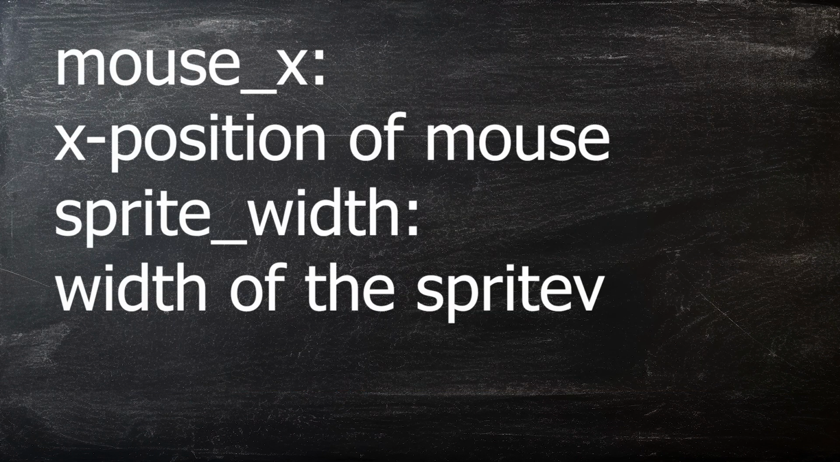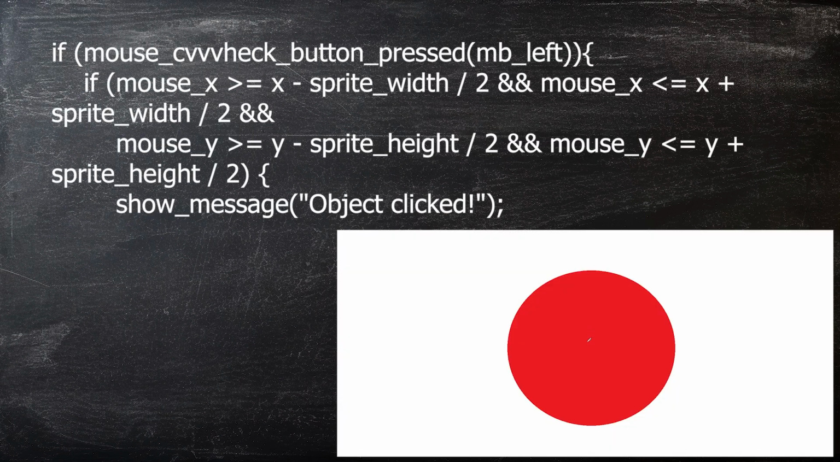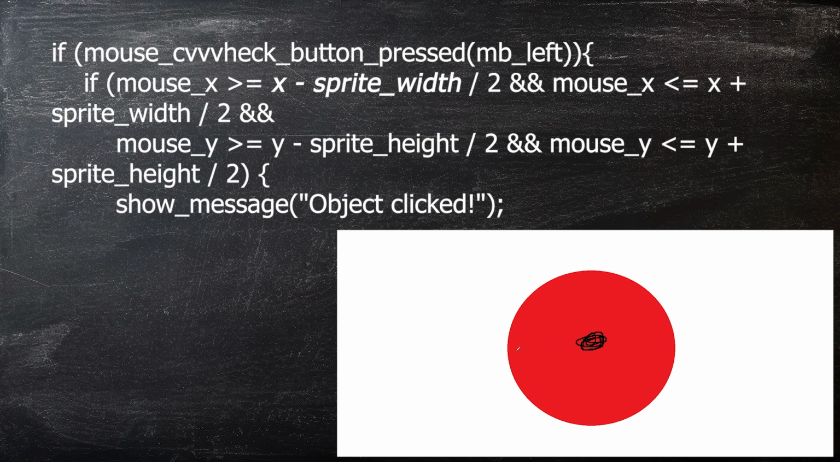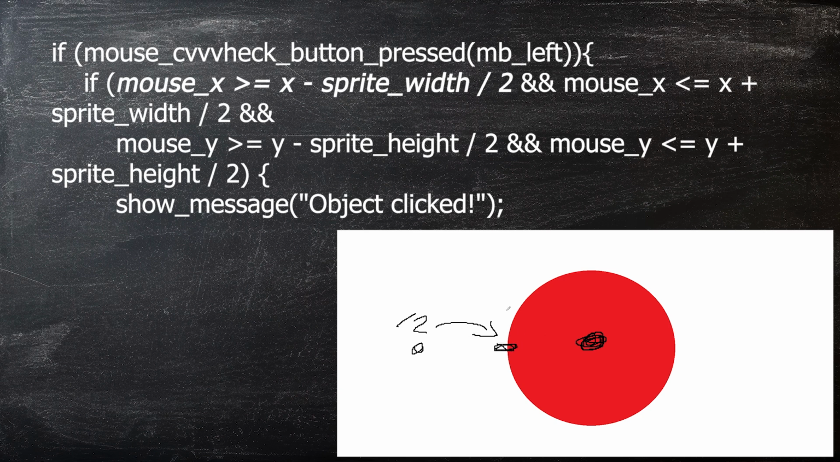mouse_x will return the X position of the mouse, and sprite_width will return the width of the button. So x will get the button's X position right here. Then we minus that by the sprite's width, which would get you all the way over here. That's 2 times, so too far, so we divide it by 2. So if the X position of the mouse is at this X value or more than it, this would be true.